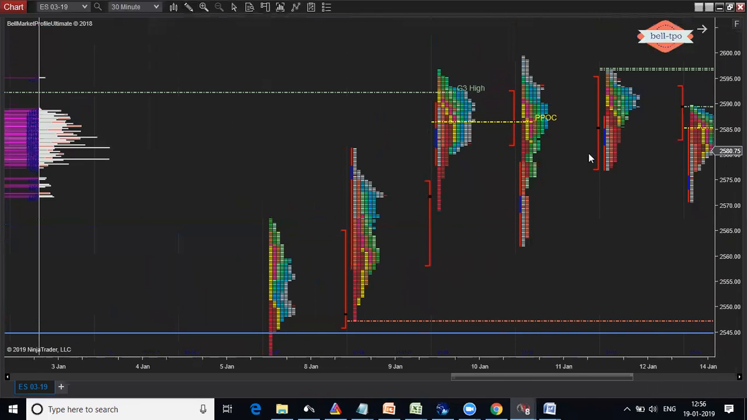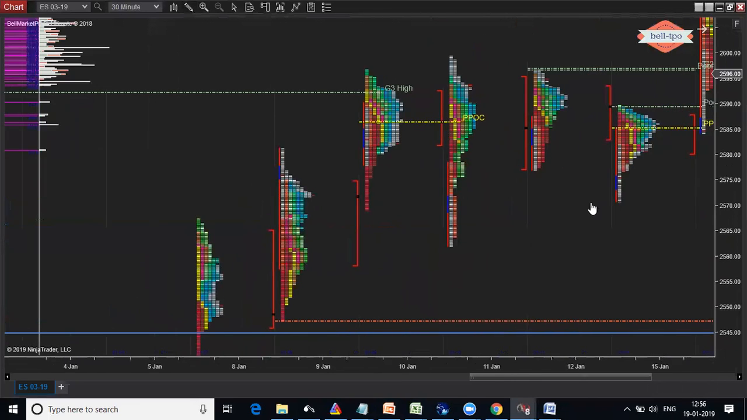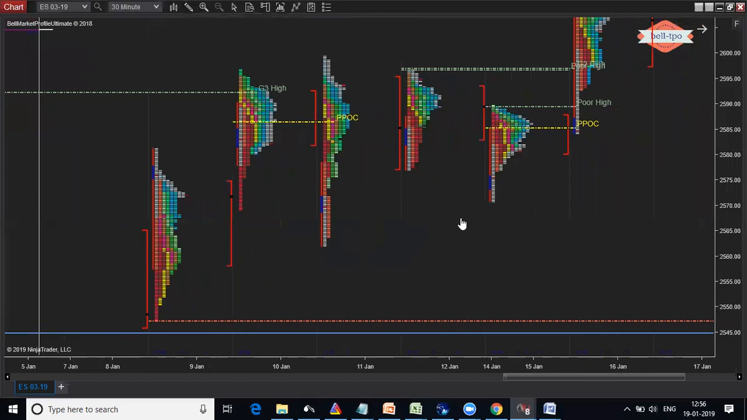But finally, that poor structure got cleared. Still, there is no weaker structure. There are no poor lows. There are no AB poor lows. There are no weaker reference levels. There are no back-to-back prominent points of control. Still, the auction is continuing up.